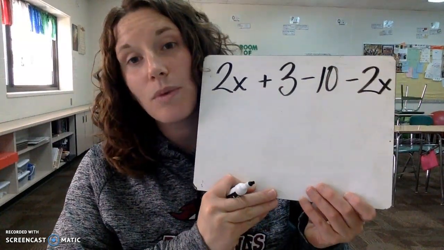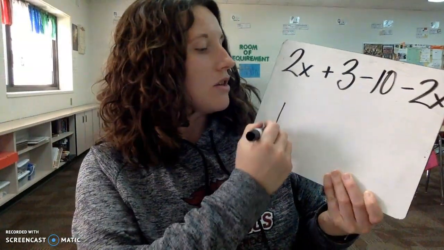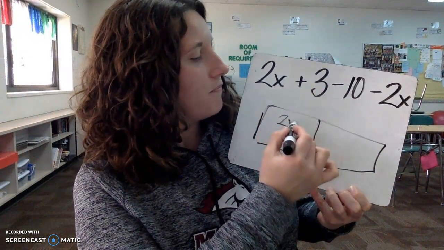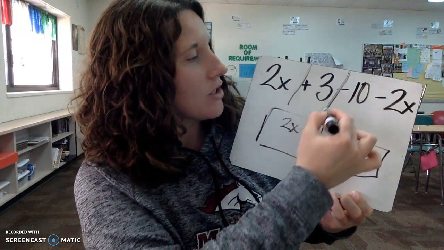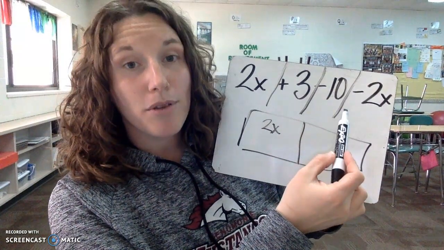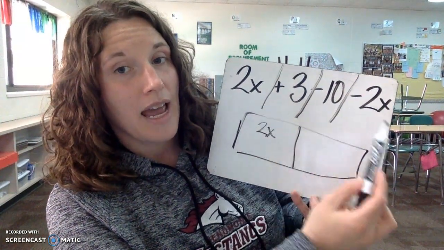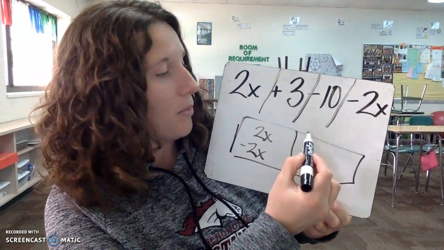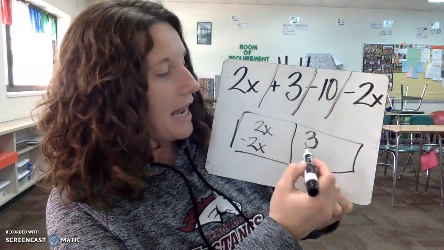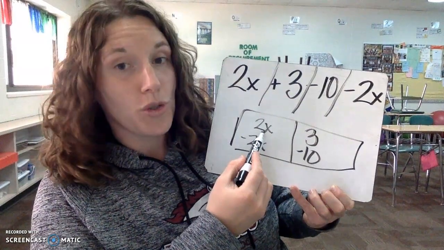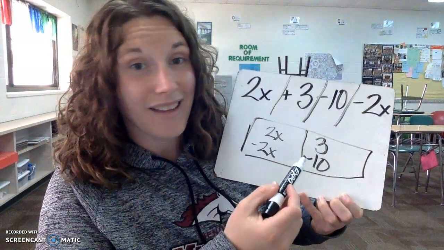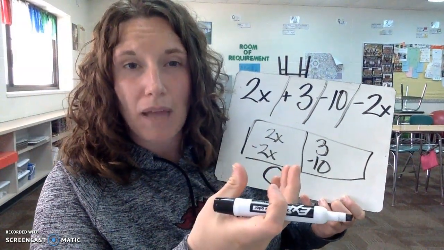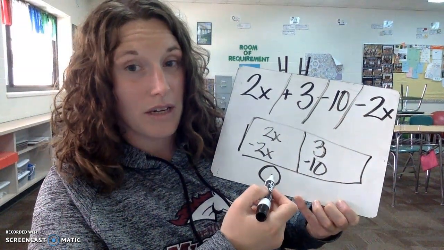So if I look at this one real fast, I see there are x's and there are not x's. So if I want to draw my box like this, I would have 2x here. And if I'm drawing those slash lines, I won't use a different color right now. I see there's a +2x and a -2x. And then over here, I have a +3 and a -10. So 2x minus 2x, we all know that cancels out. So that's 0. Okay, you don't have to write 0x because remember that means to multiply, and 0 times anything is 0. So we just have a 0 here.